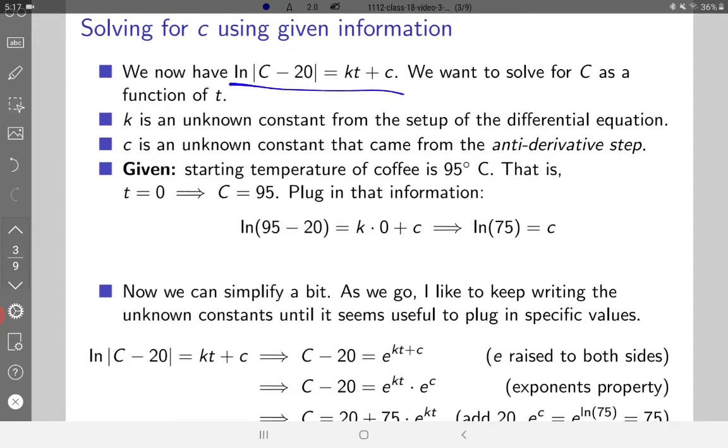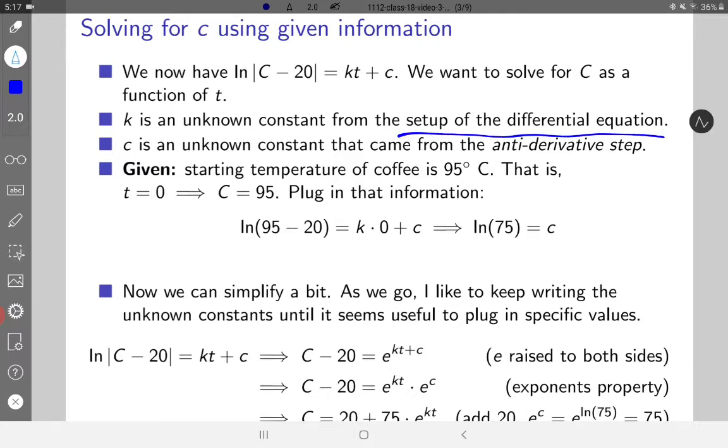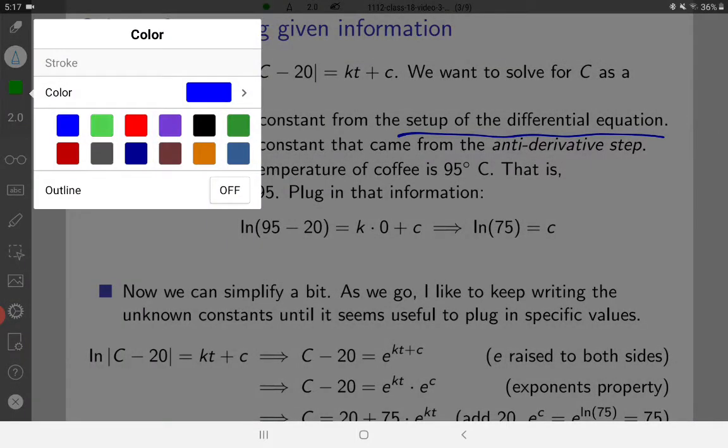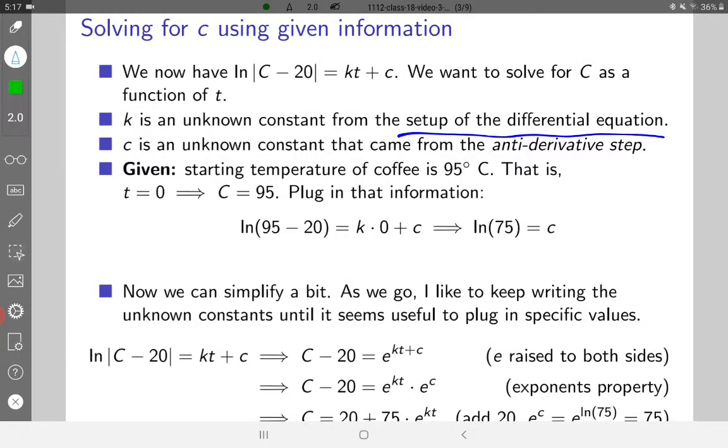So again, here's what we have so far. We want to solve for capital C as a function of the input variable t for time, and lowercase k is an unknown constant that came from the setup of the differential equation. So that's something we're going to have to figure out how to solve for. And lowercase c, that's also an unknown constant, but that came from the antiderivative step. So we're going to need essentially two facts about the scenario to solve for these two unknowns. We have two unknowns, so we need two bits of information to solve for them.